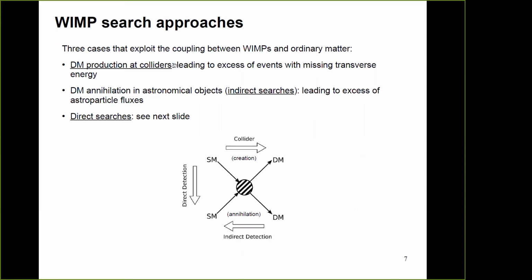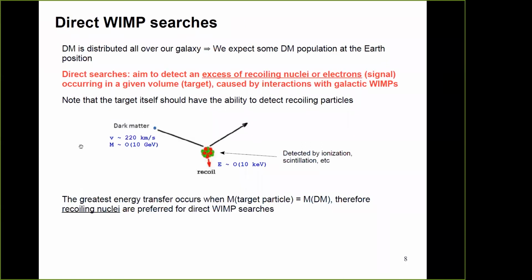One is the domain of colliders, where we produce dark matter particles from standard model ones, and this can be explored at colliders. Then we have indirect searches, in the domain of astronomical observations, where we look for products of dark matter annihilation. So it's the opposite of dark matter creation, and we look for that in regions where we expect to have high density of dark matter. And the latest one is in the domain of low background experiments, which is direct searches, and this is what I'm going to focus on now.